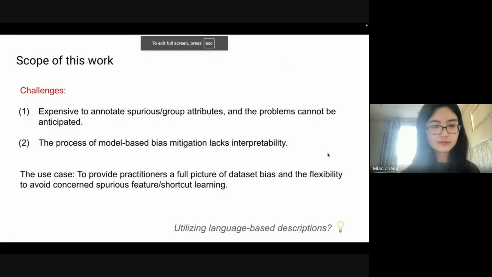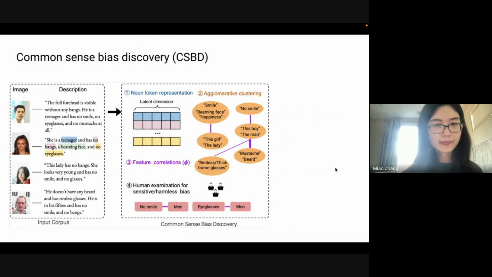Thanks everyone. I'll continue here. So I'll introduce the method, common sense bias discovery. The input corpus is a set of images and the corresponding descriptions. I know this is a pretty restricted requirement because human annotated descriptions are expensive. So in this work, we also explore using captioning models to generate captions, which has obtained similarly good results.